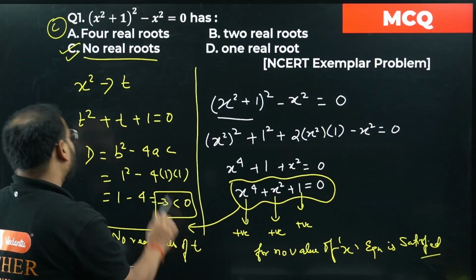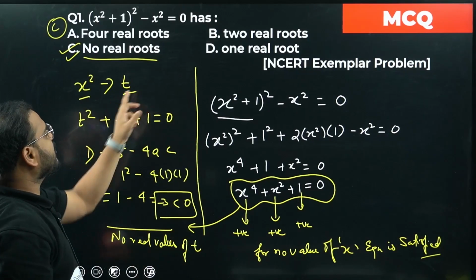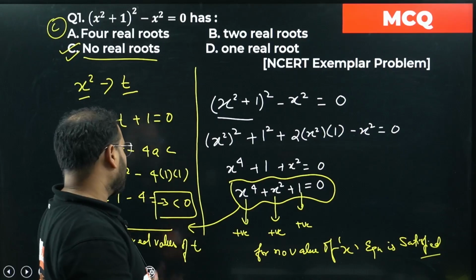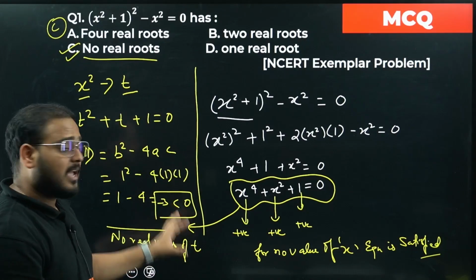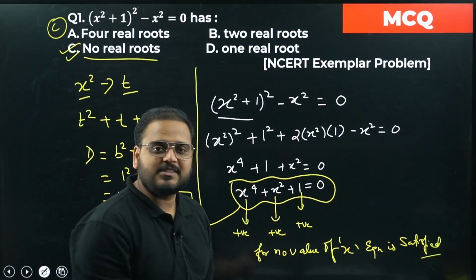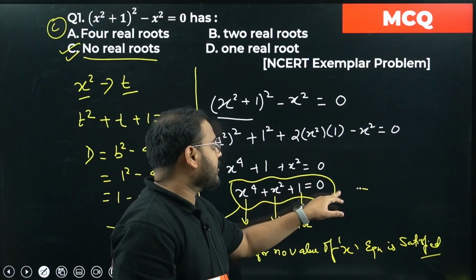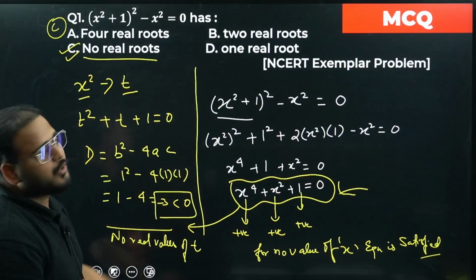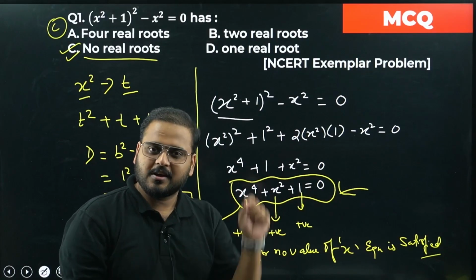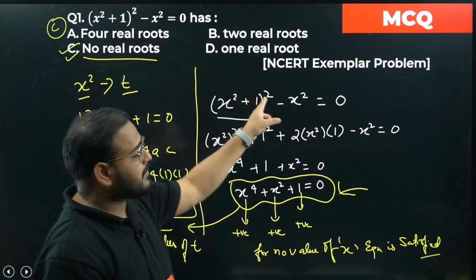Since t is not real, how can x square be real? T is not real means x square will also not be real. So from here you can solve it like this. If it is a 2 marker or 3 marker question, write this; if it is just an MCQ, analyze from here and get the final answer as no real roots. Excellent question. Okay, exemplar problem.